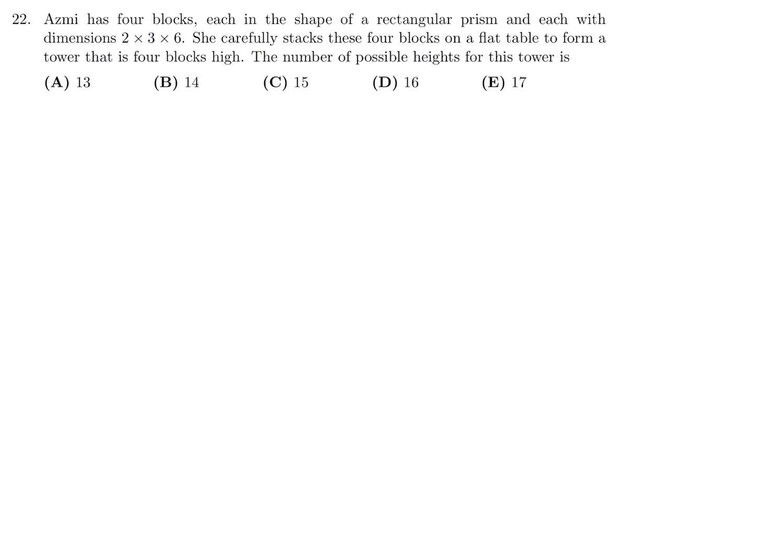Question 22. Asme has 4 blocks, each in the shape of a rectangular prism and each with dimensions 2 by 3 by 6. She carefully stacks these 4 blocks on a flat surface table to form a tower that is 4 blocks high. The number of possible heights for this tower is: you have a rectangular prism, and we are told that it's a 2 by 3 by 6. So some sort of a shape like this.